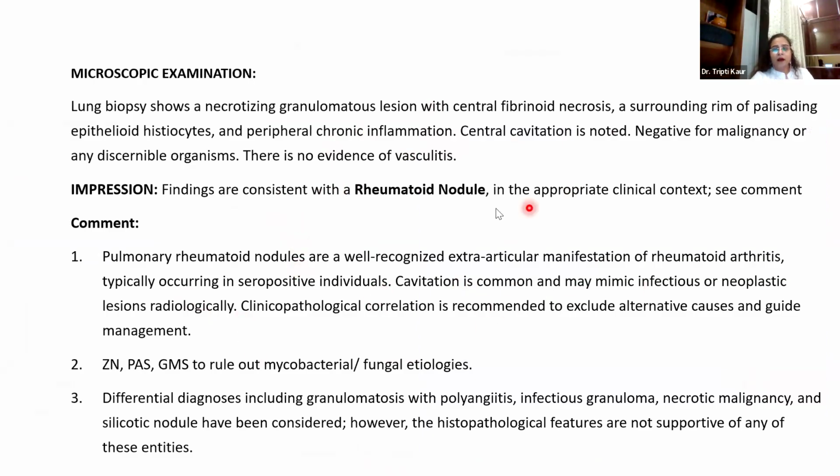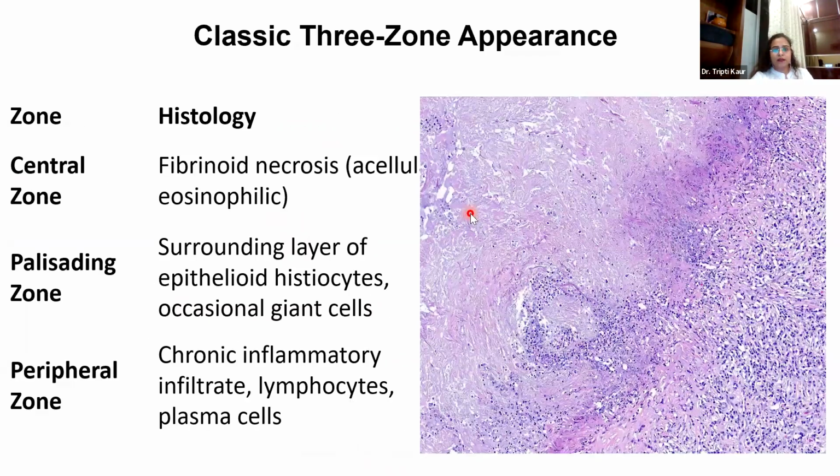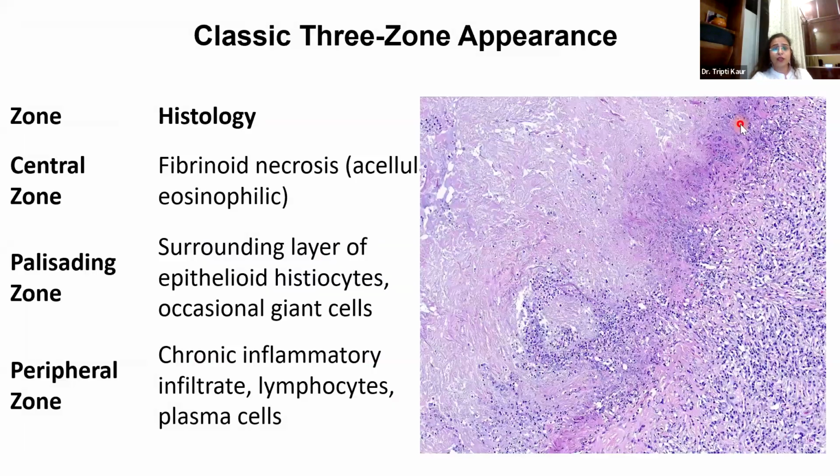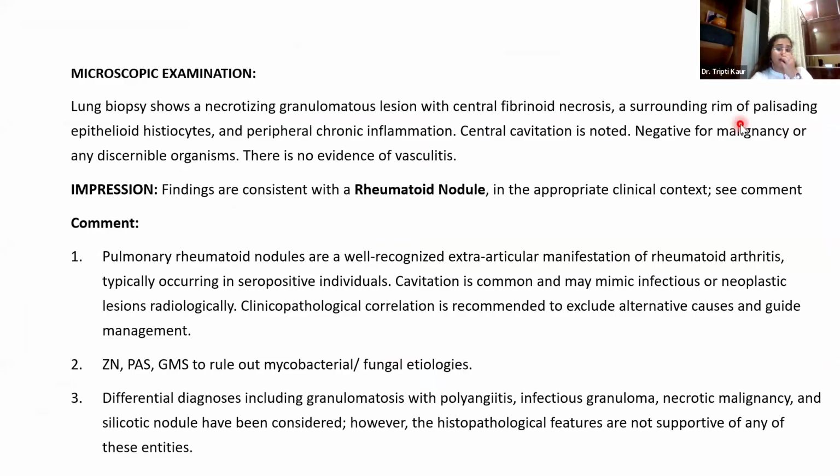Okay, but since the history has been mentioned as smoker, usually rheumatoid nodules will present in smokers, and it's an extra-articular manifestation of rheumatoid arthritis in seropositive individuals.